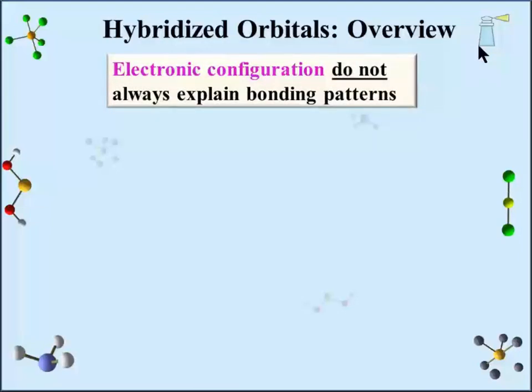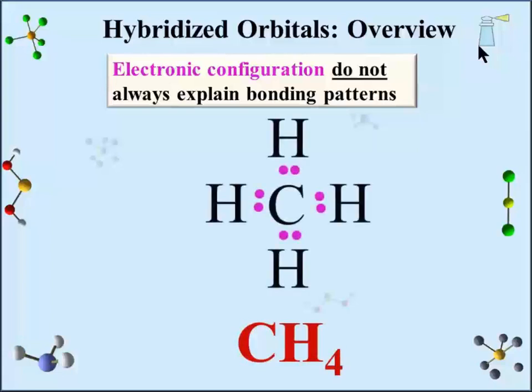The reason we have hybridized orbitals is that electronic configurations of atoms do not always explain bonding patterns. For instance, consider the molecule methane, CH4. A look at the dot structure of methane shows a carbon to have an octet of electrons and each hydrogen to have a duet of electrons. Carbon makes 4 bonds and will need 4 atomic orbitals containing a single unpaired electron.